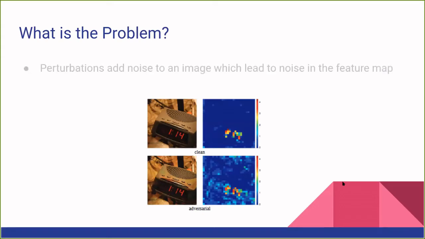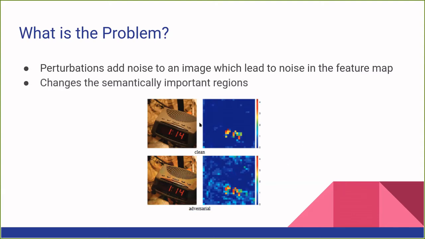So what is the problem? As we know, perturbations add noise to an image, which can lead to noise in the feature maps used by the network. This changes the semantically important regions. If you look at the top of the image here, this is a clean image, and this is the feature map generated from one of the ResNet layers. As you can see, the focus here is right here on the clock. But on an adversarial image, there are a lot more regions that are activated in the feature map. And this can lead to the network learning on unimportant objects or areas within the image.